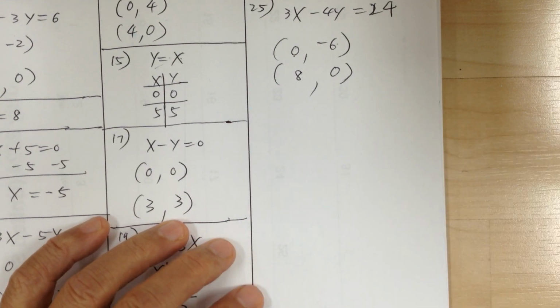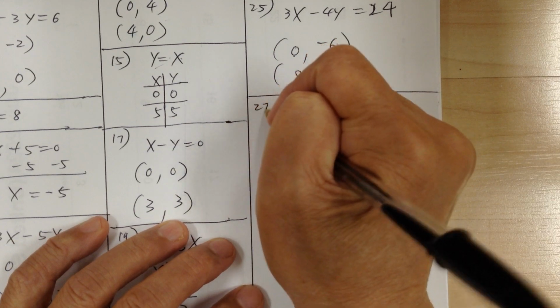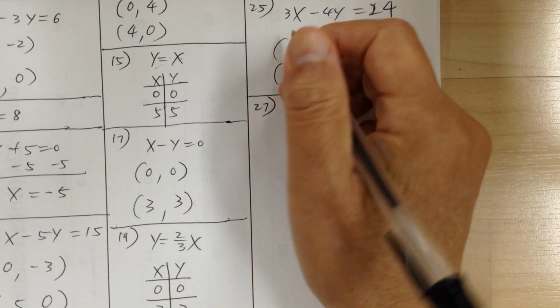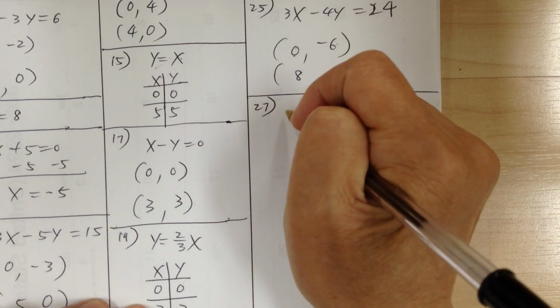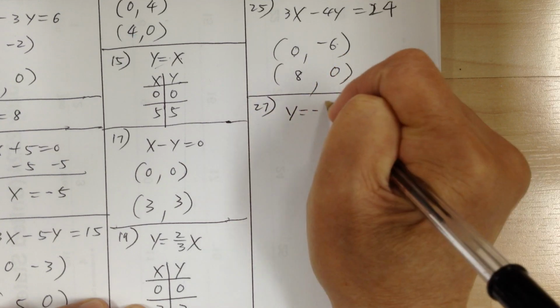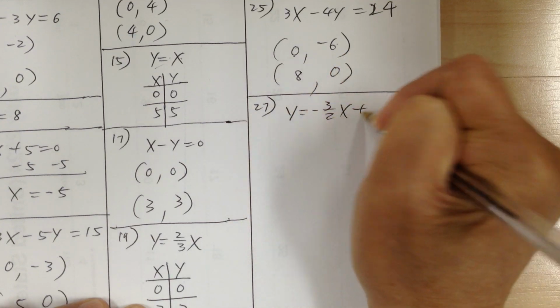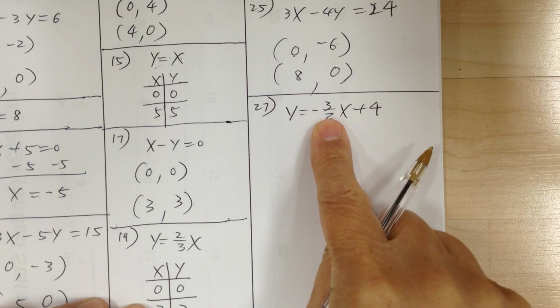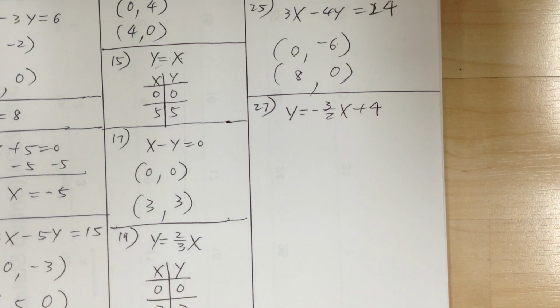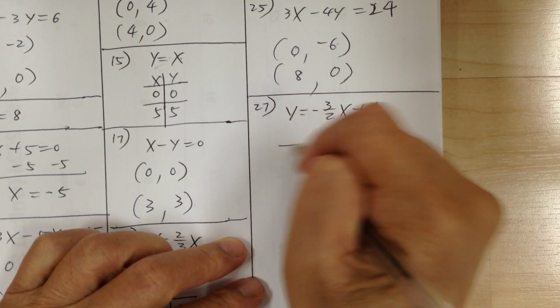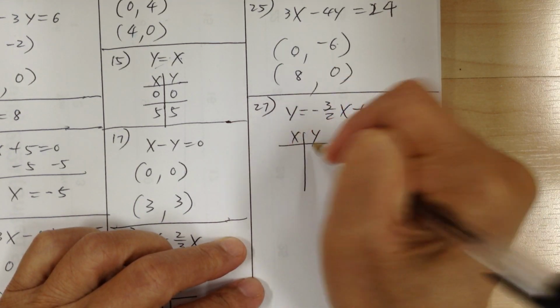Okay, let's go to the next one. 27. So you got y equal to negative 3 over 2x plus 4. So this is called a slope-intercept form. And you have not learned another shortcut yet, a quick way, so you have to do it the long way. So make the table. So you got x and y.